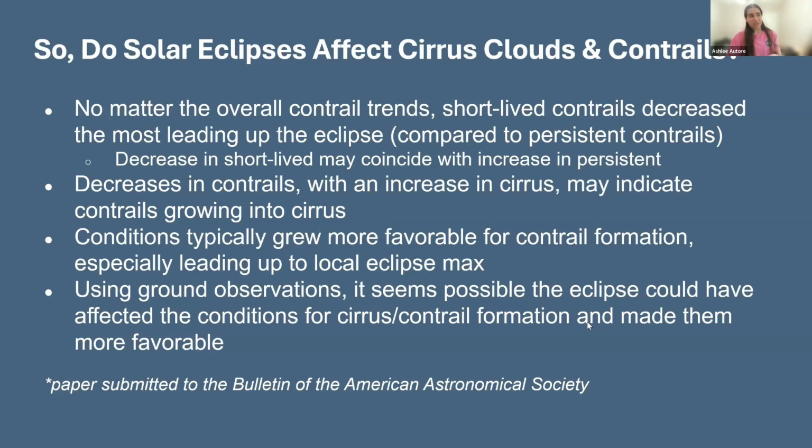So using the ground observations, it seems possible the eclipse could have affected the conditions for the cirrus and contrail formation and made the conditions more favorable. We do have a paper submitted to the Bulletin of the American Astronomical Society, so hopefully you will also get to read the paper if you are interested in learning more about this.